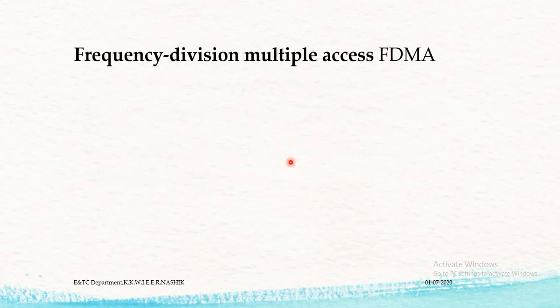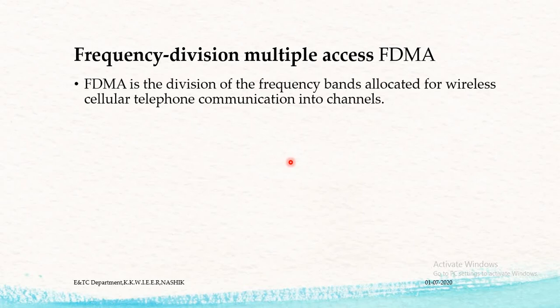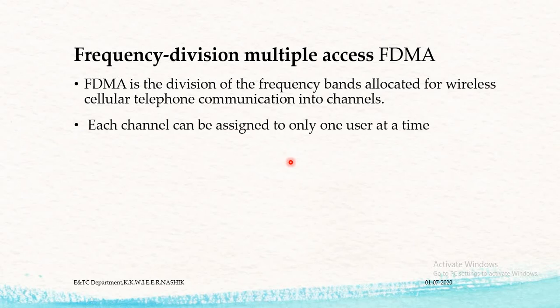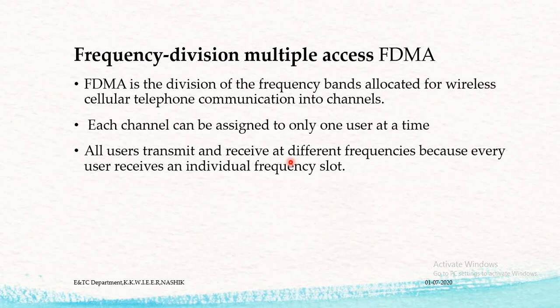Then the frequency division multiple access, that's FDMA. FDMA is a division of the frequency bands allotted for wireless cellular telephone communication into channels. Each channel can be assigned to only one user at a time. All users transmit and receive at a different frequency because every user receives an individual frequency slot. So here the division is done with respect to the frequency. The frequency slot is there.